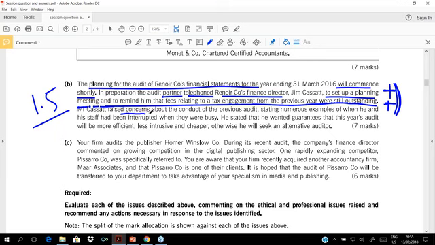Mr. Cassett raised concern about the conduct of the previous audit, stating numerous examples when he and his staff had been interrupted when they were busy. I think this is very natural when we go for audit. When we go for audit, there are interruptions. Is that so? We cause interruptions to the management.